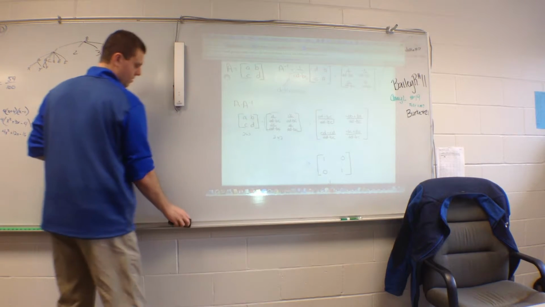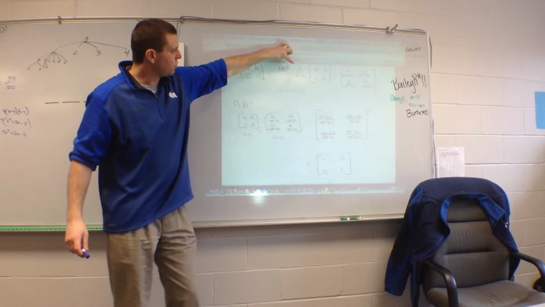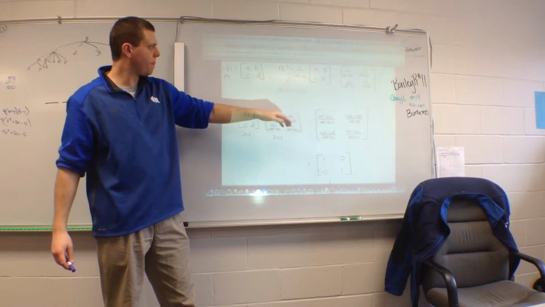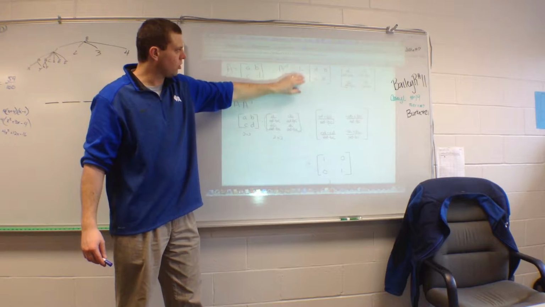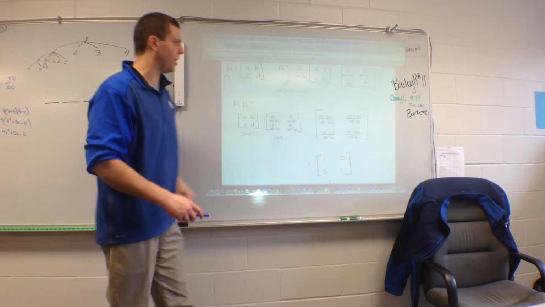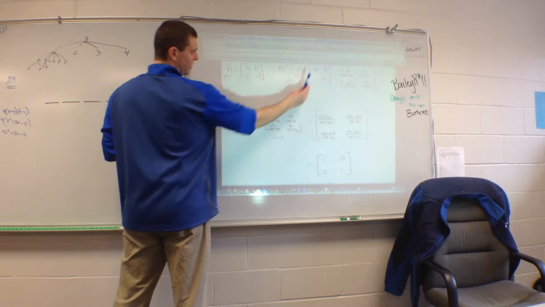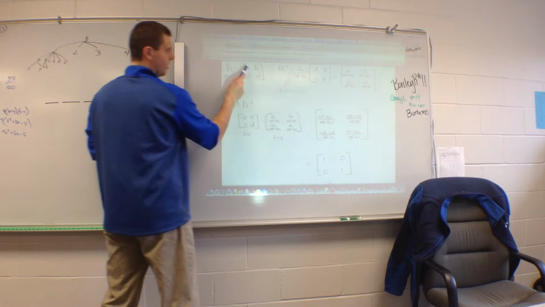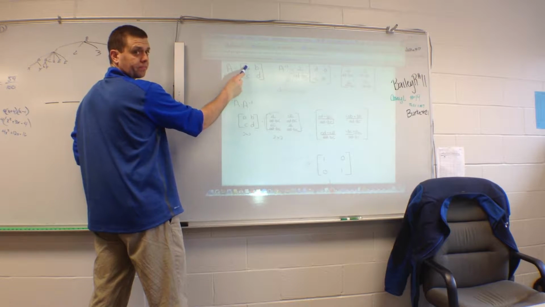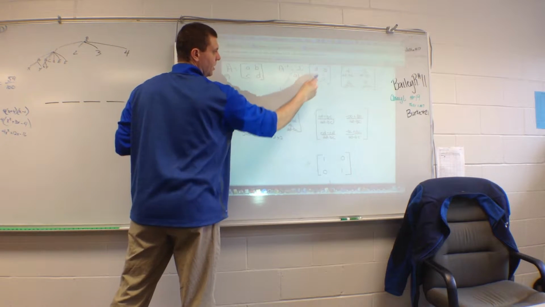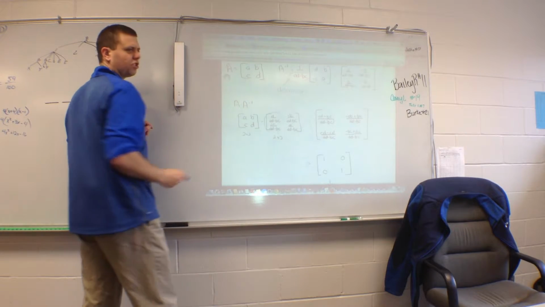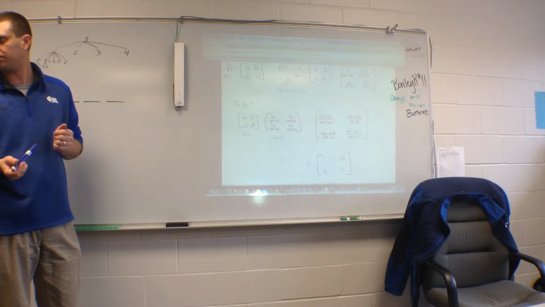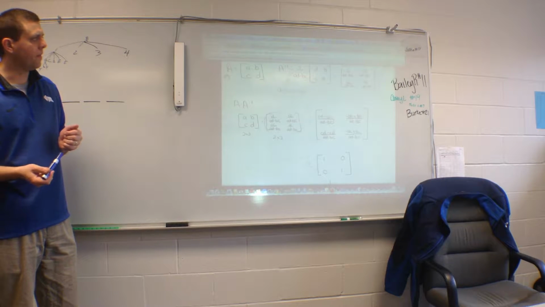Then, you'll take 1 over that determinant, 1 over that number, okay? And you'll multiply it by this matrix right here. Now notice, not much changes, just a couple things. The D and the A, they just trade spots. And the B and the C, they just change signs. They become opposites of whatever they were. Okay?